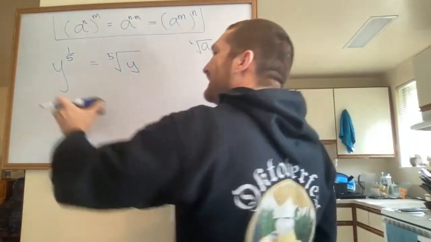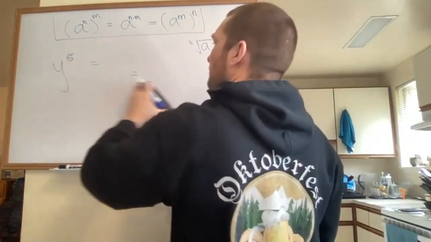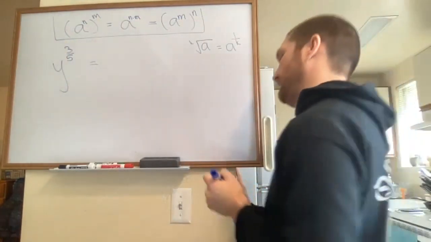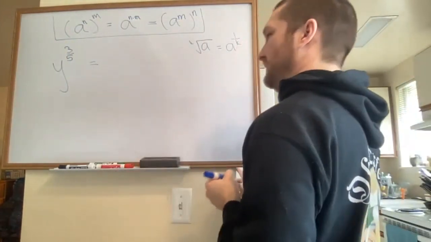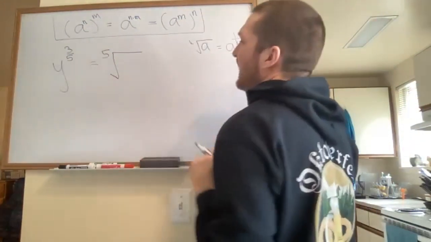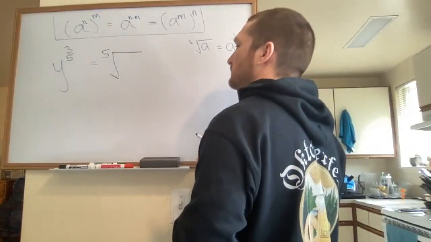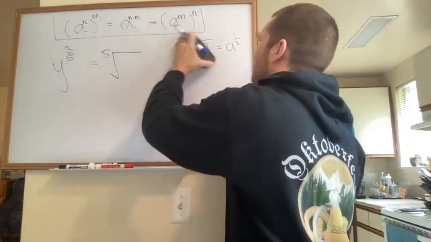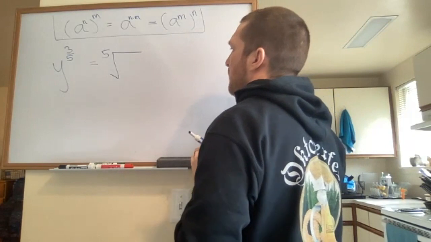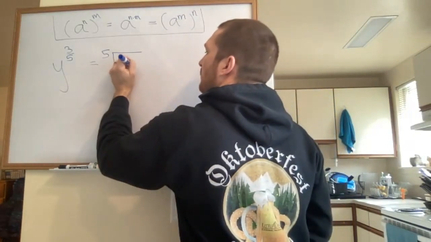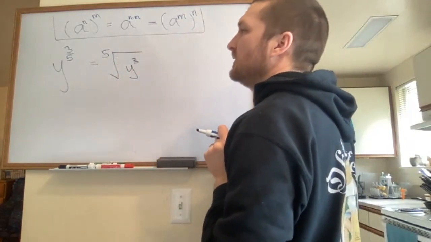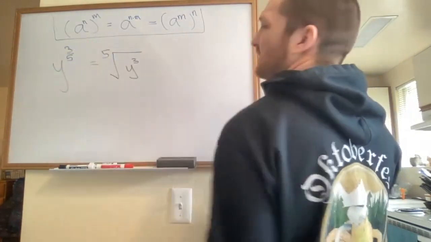So let's make it a little bit more difficult. Let's make that 3/5. Let's start with the root. Let's do the root on the outside. 5. And it's the 5th root, and then what goes inside? Three. Did you mean y to the 3? Yeah. Y to the 3rd. That's what it means. That's all there is to it.